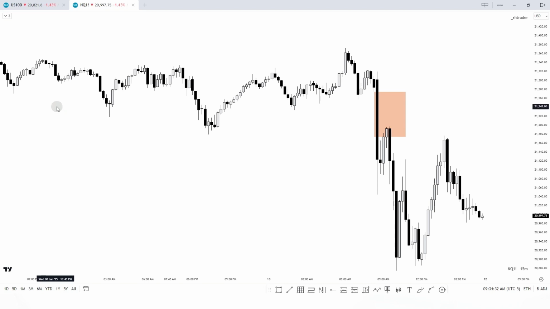With a clear understanding of the market maker models or the power of three, whichever way is comfortable for you to read price, you'll be able to understand price at a professional level.